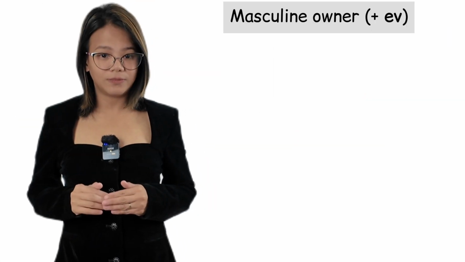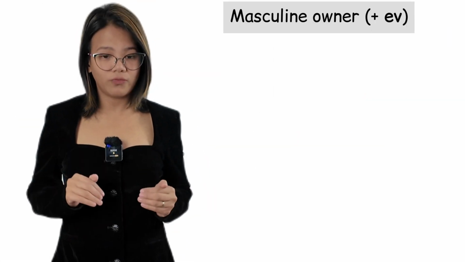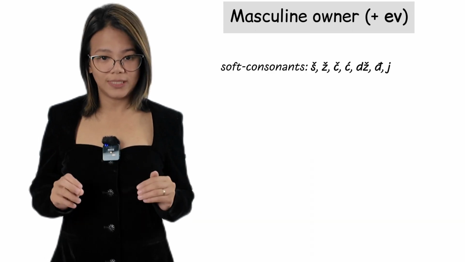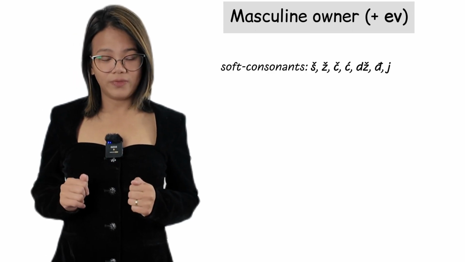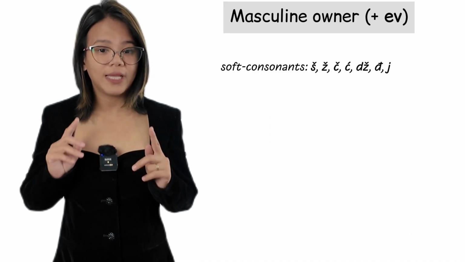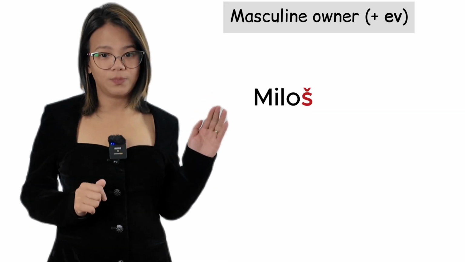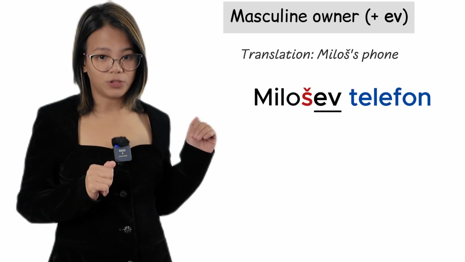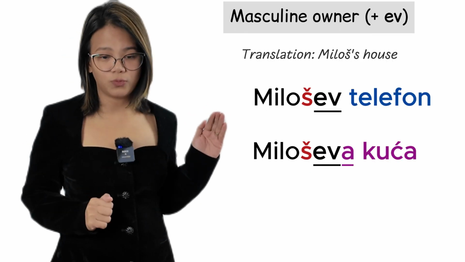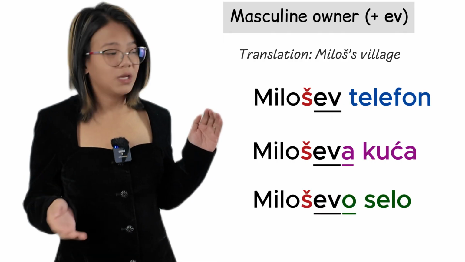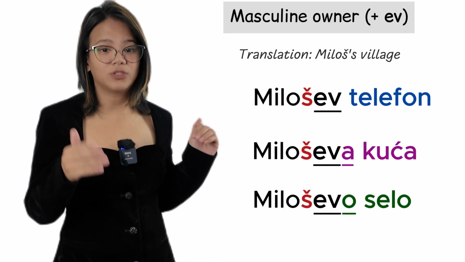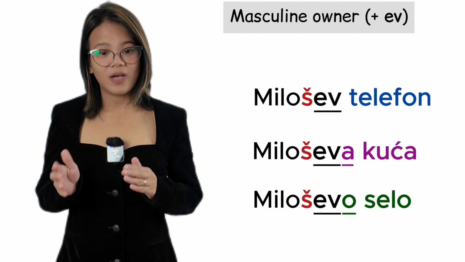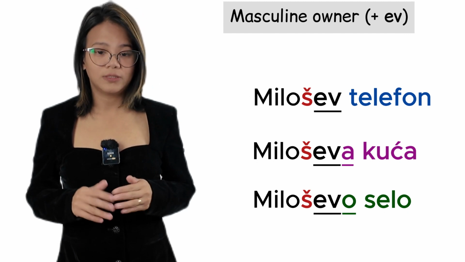Some masculine names use ev instead of ov. This happens when the name ends in soft consonants. If the name ends in any of these, use ev. For example, Milosh becomes Miloshev. Miloshev telefon, Milosh's phone. Milosheva kucha, Milosh's house. Miloshevo selo, Milosh's village. This is a pronunciation rule. Using ev after this sound is more natural in Serbian.